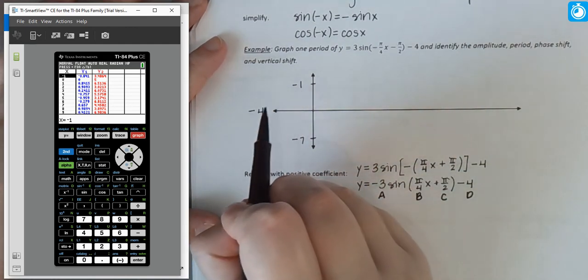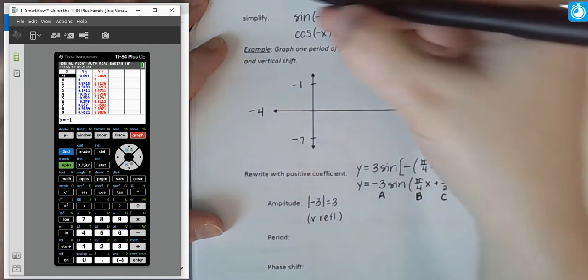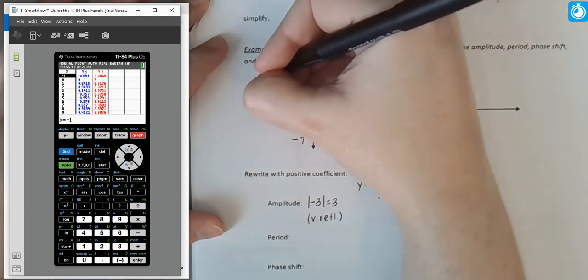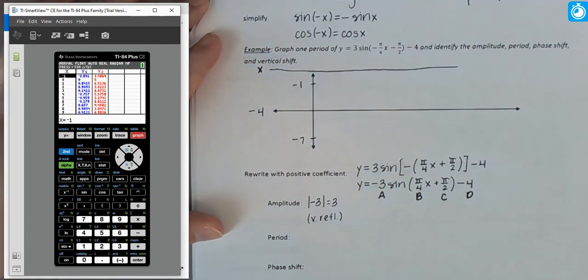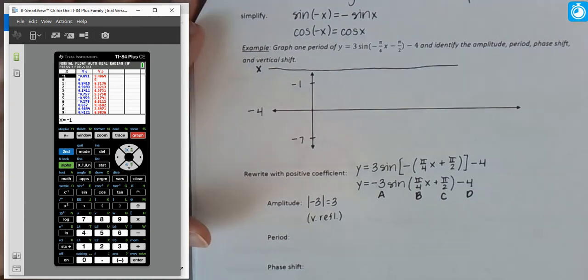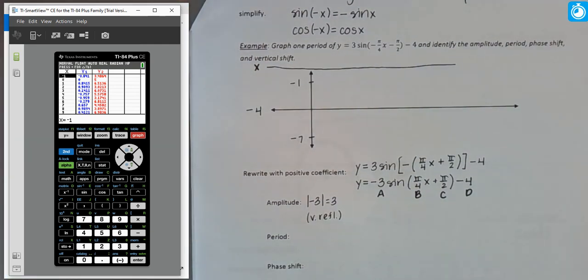If this is -1, this is -4, and this is -7, well, that means the x-axis is somewhere up here. It's going to be above -1. So we're now working with a graph that's below the x-axis. Keep that in mind.